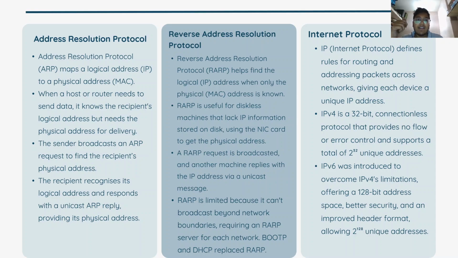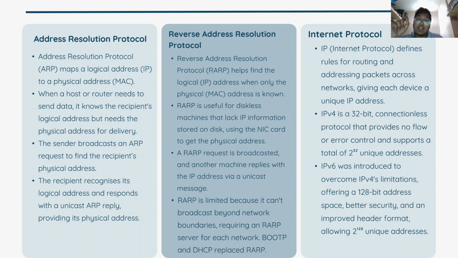Address Resolution Protocol, which is ARP, maps a logical address to a physical address. When a host or a router needs to send data, it knows the recipient's logical address but needs the physical address for delivery. So the sender broadcasts an ARP request to find the recipient's physical address, and the recipient recognizes its logical address and responds with a unicast reply providing its physical address. Understood?